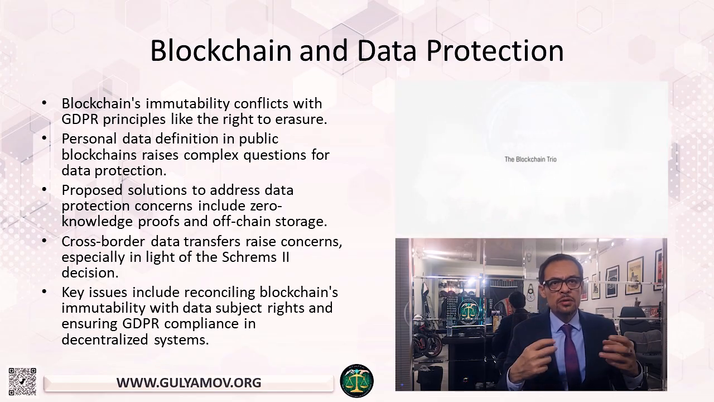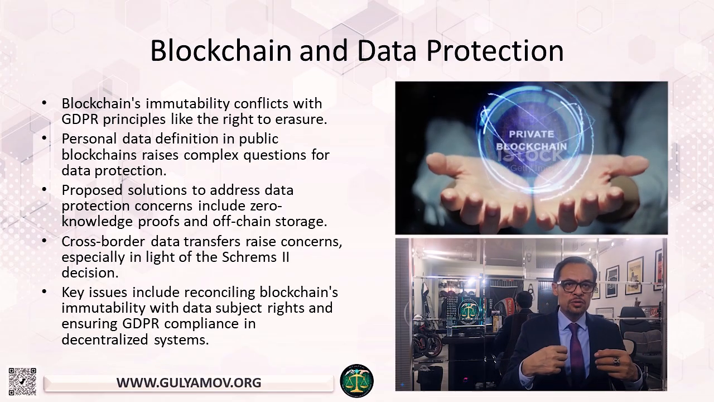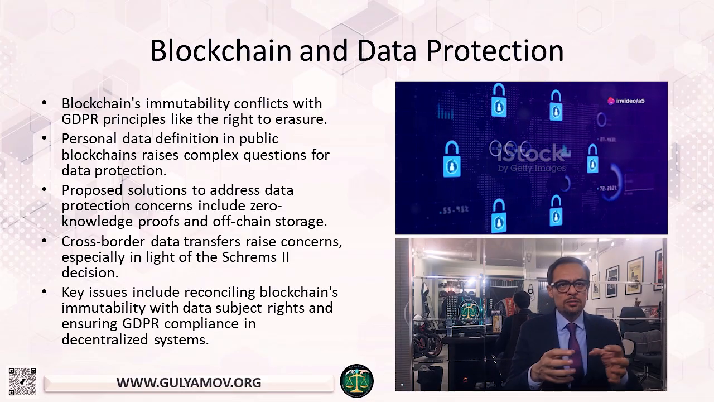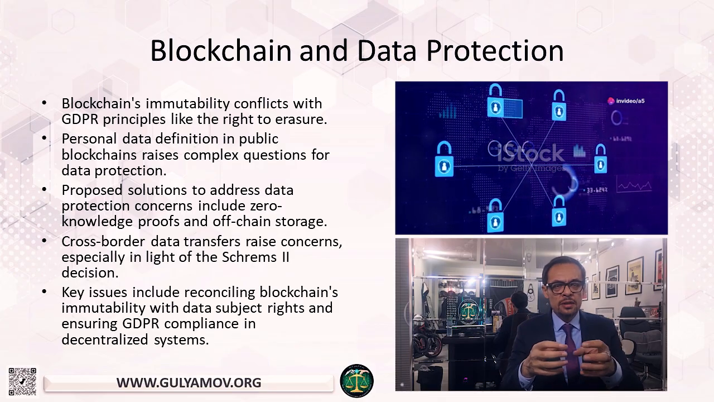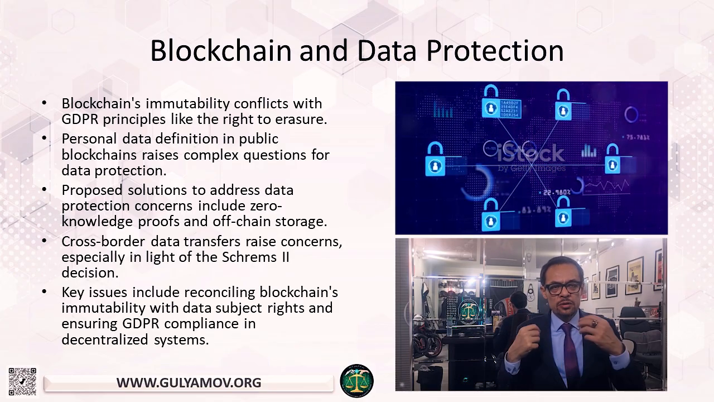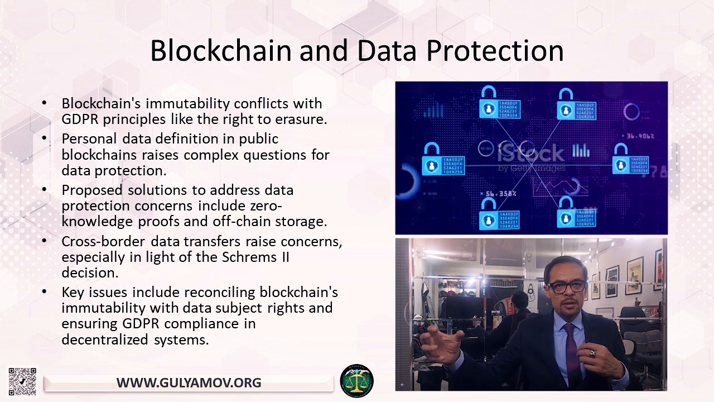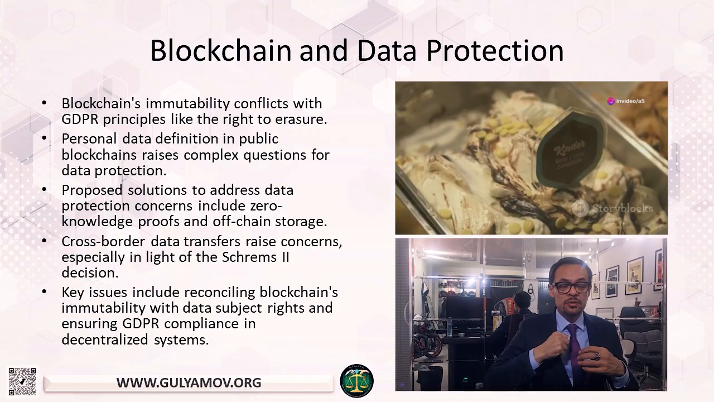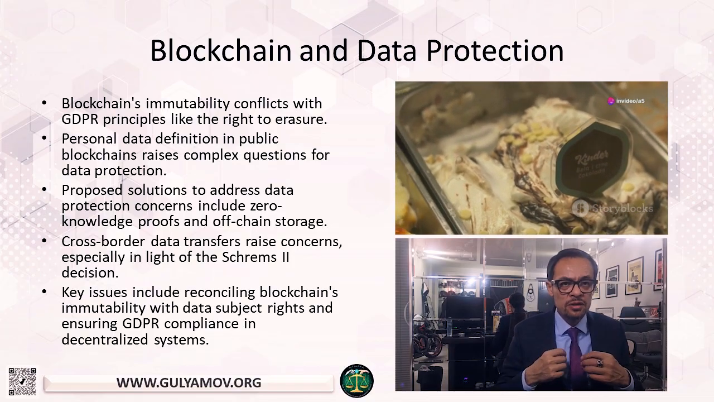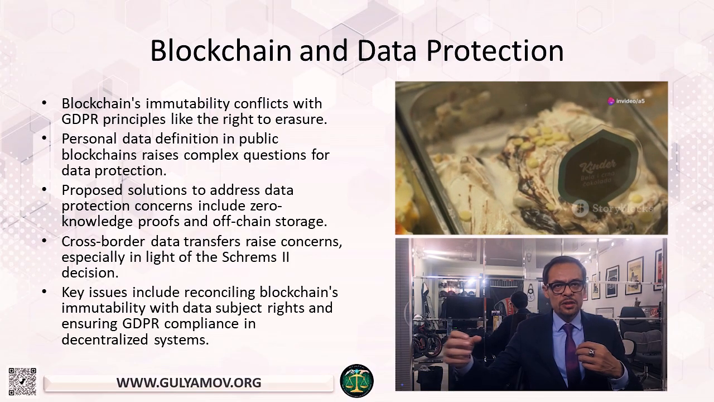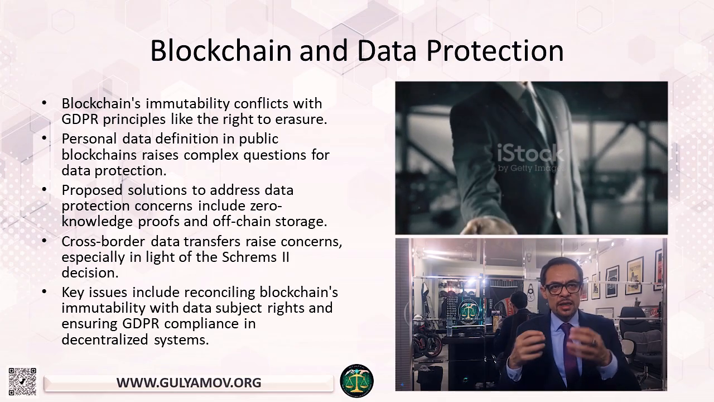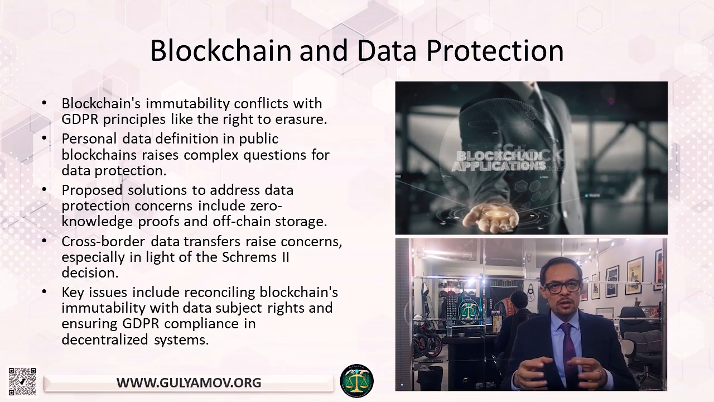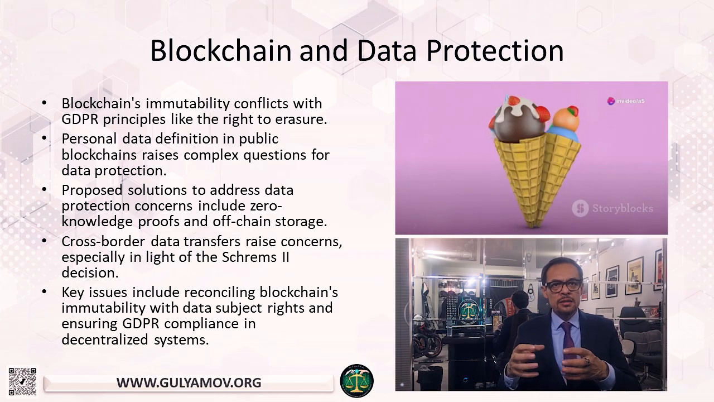The Schrems II decision has further complicated matters, casting a shadow over cross-border data transfers in blockchain systems. As data protection authorities begin to grapple with these issues, key challenges emerge: reconciling blockchain's immutability with data subject rights, defining personal data in decentralized contexts, and ensuring GDPR compliance in inherently global distributed systems. This evolving landscape demands creative legal solutions that preserve both technological innovation and fundamental privacy rights.